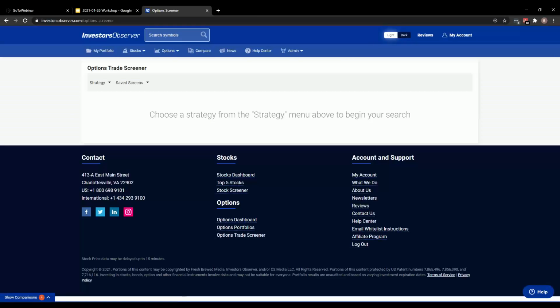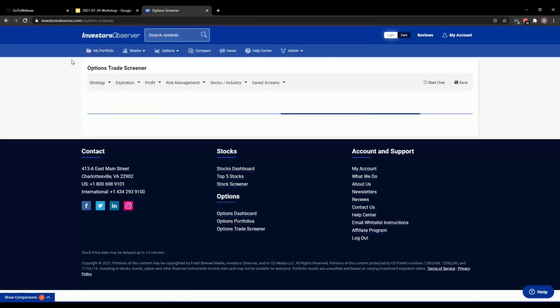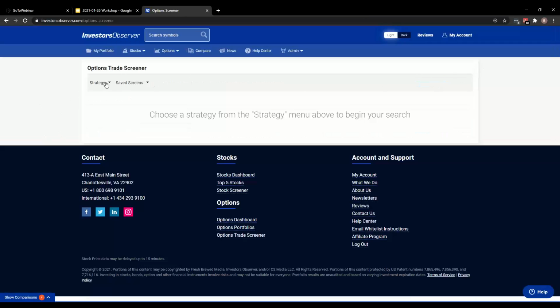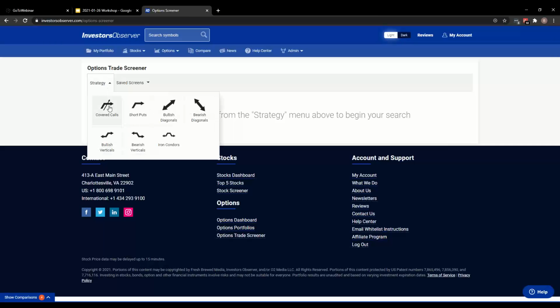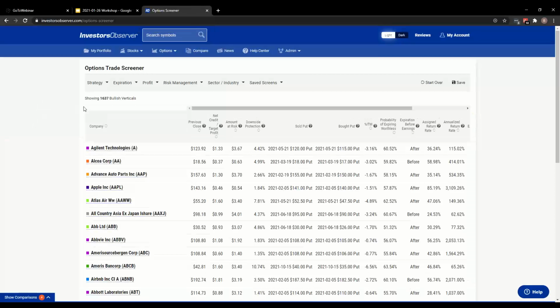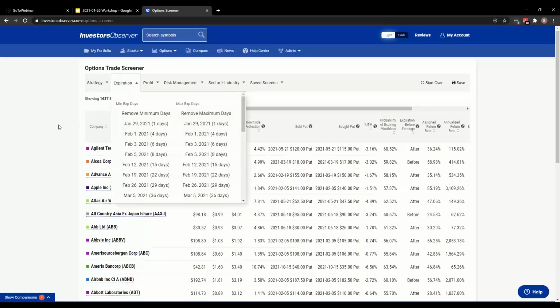And then the option trade screener, we had some questions earlier about credit spreads in particular. All right, so the option screener, you can screen for any of these 7 strategies. We'll go with the verticals because we had a lot of questions about it today. So there are 1,637 bullish vertical spreads today.